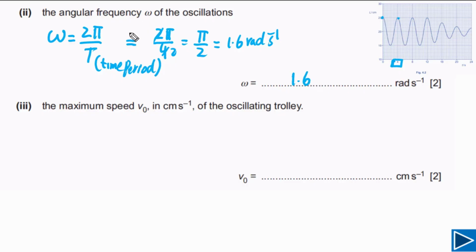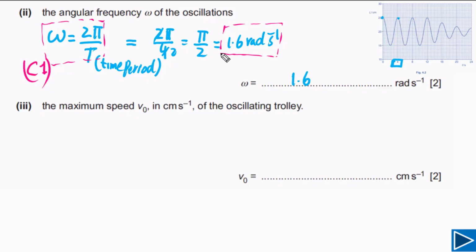This question has 2 marks. The first mark you will get if you have written the right formula, meaning you have written this formula, you will get first mark, and that is C mark. You will get 1 mark. And the second mark you will get if you have got the right answer.